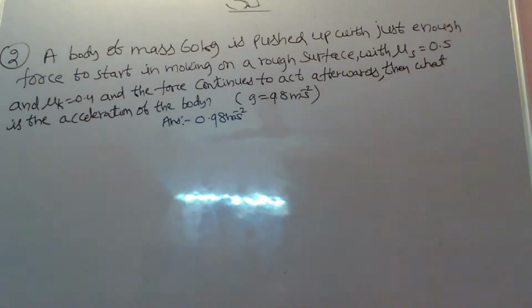Here, a body of mass 60 kg is pushed up with just enough force to start it moving on a rough surface with mu s equal to 0.5 and mu k equal to 0.4, and the force continues to act upwards. Then what is the acceleration of the body? Take the g value as 9.8 meter per second square. If you do this problem, we get the answer 0.98 meter per second square.